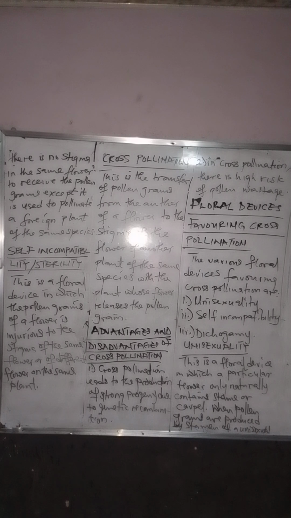So the pollen grains produced by the anther of a flower, if they land on the stigma of the same flower or the stigma of another flower on the same plant, that landing will cause injury to the stigma and the flower will be destroyed. But when the pollen grain lands on the stigma of another plant of the same species, then it will be compatible with that one. So that is a floral device. That is self-incompatibility. Now, lastly, before we draw the curtain, we look at the third floral device, that is dichogamy.